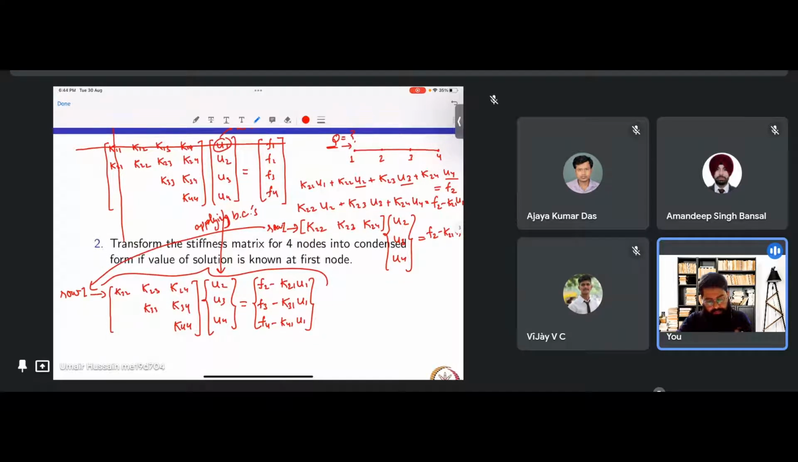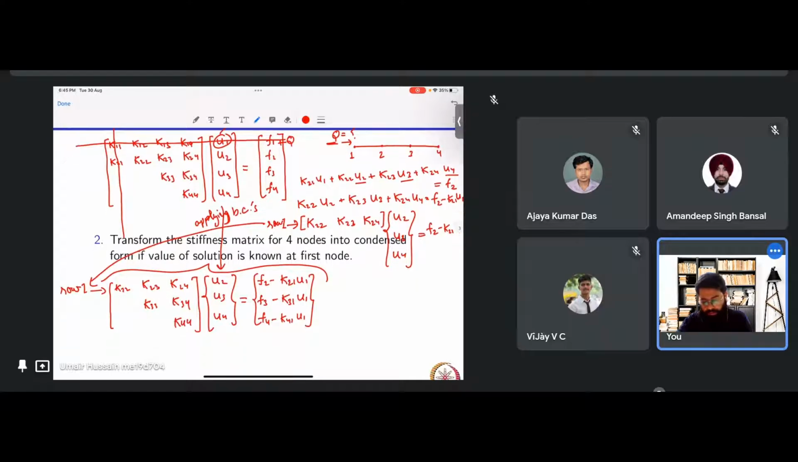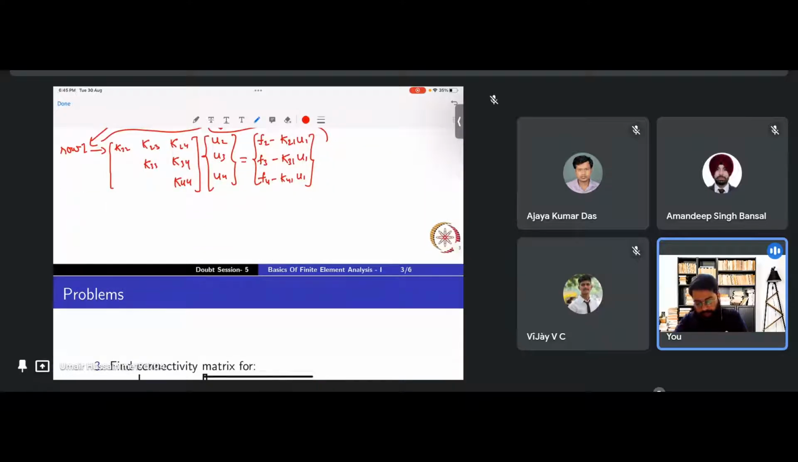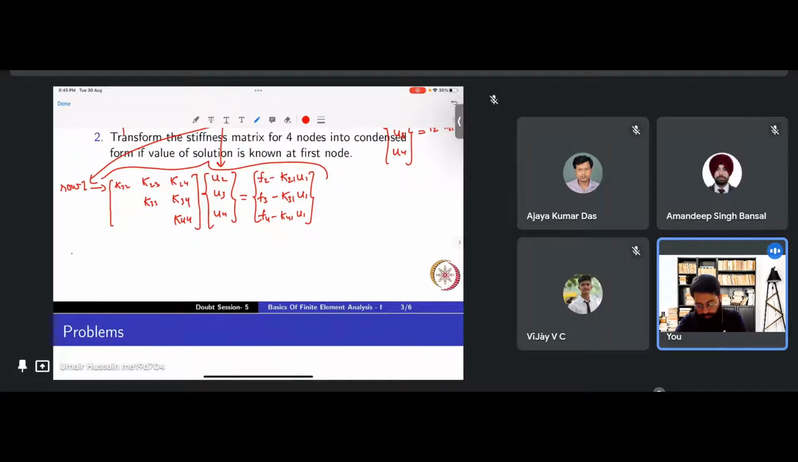So if we have this Q unknown here, we'll add this Q to this term here, right? So basically, the first row which we eliminated here, we'll write this. So we have K11 U1 plus K12 U2 plus K13 U3 plus K14 U4 equals F1 plus Q.